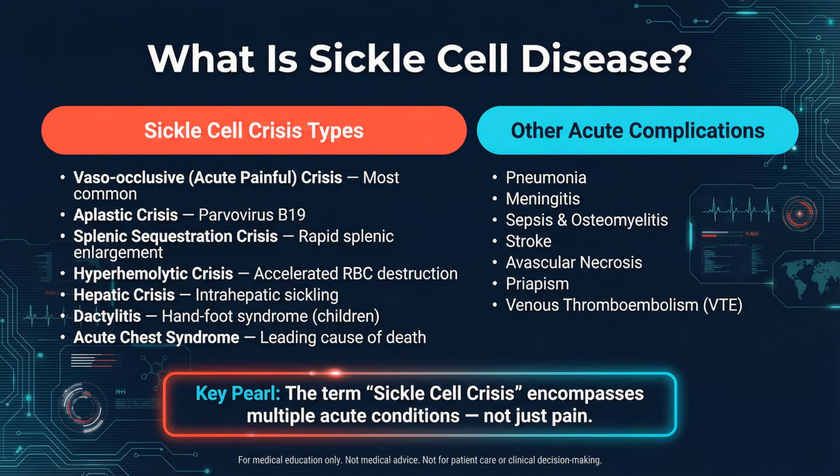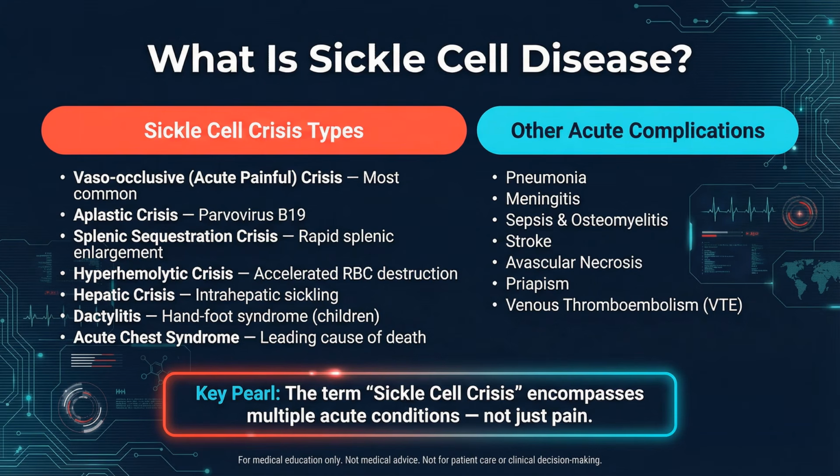So, what exactly is sickle cell disease? It's a group of inherited red blood cell disorders that result in chronic hemolytic anemia and, as we know, recurrent acute crises. The term sickle cell crisis is often used interchangeably with pain, but it's crucial to remember that this term actually encompasses a wide range of acute conditions, not just the painful episodes.